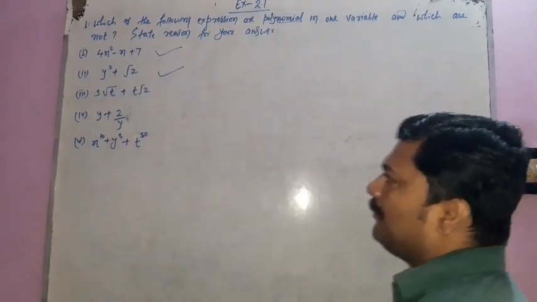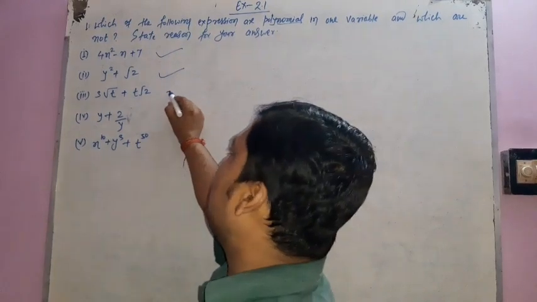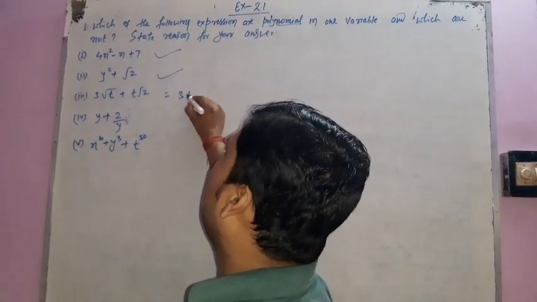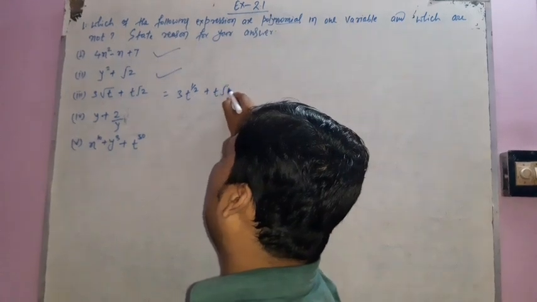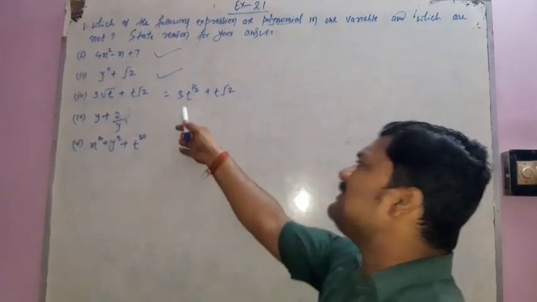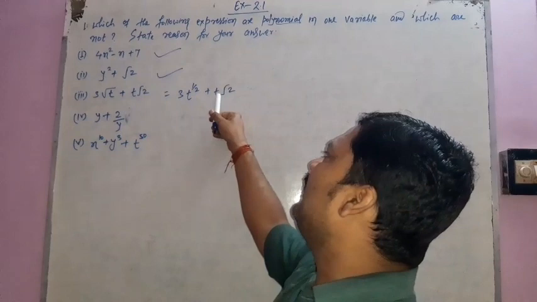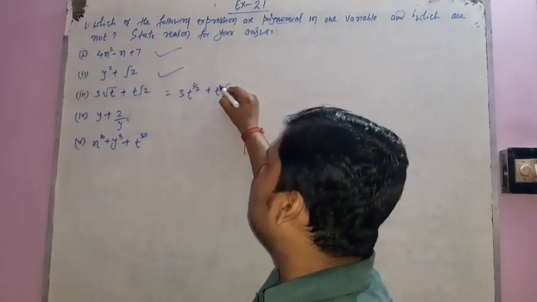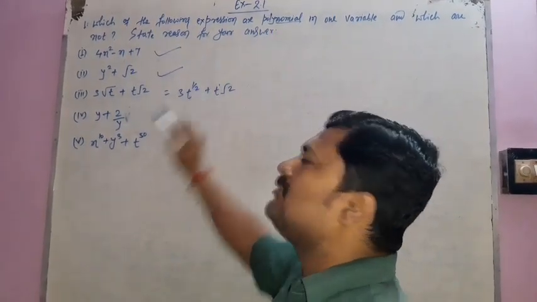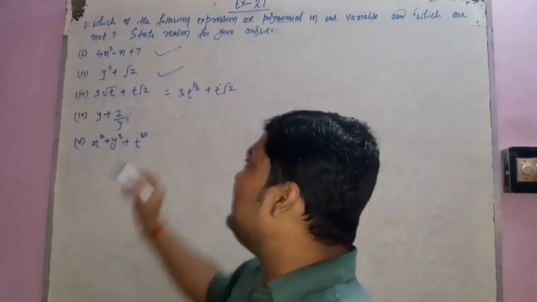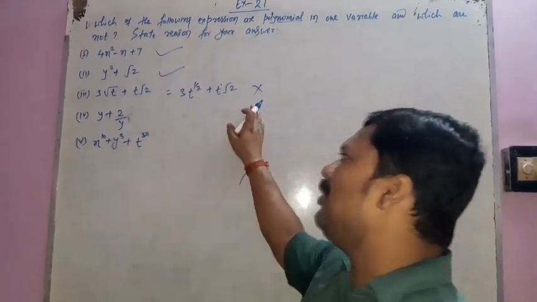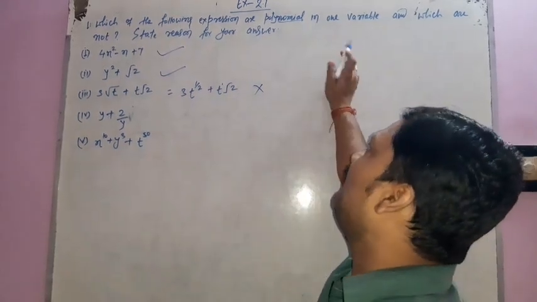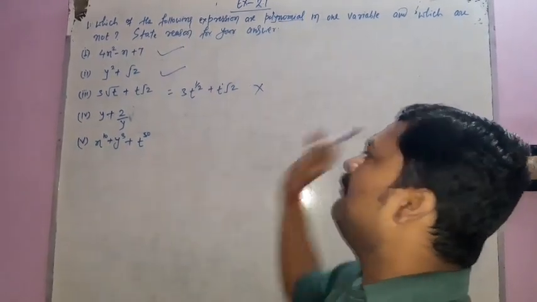Now in the third one, we can also write this as 3 t to the power 1 by 2 plus t under root 2. Now in this algebraic expression, the degree of t is a positive integer, 1, but here the degree is not a positive integer. So this algebraic expression is not a polynomial. So if it is not a polynomial, then we cannot say it is a polynomial in one variable.